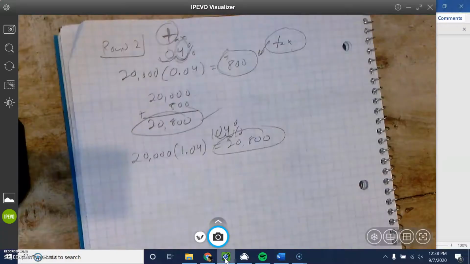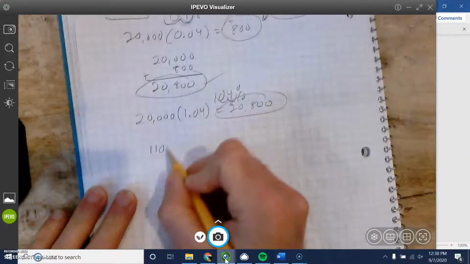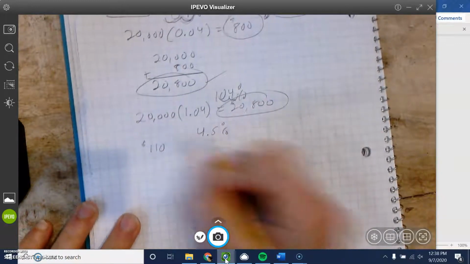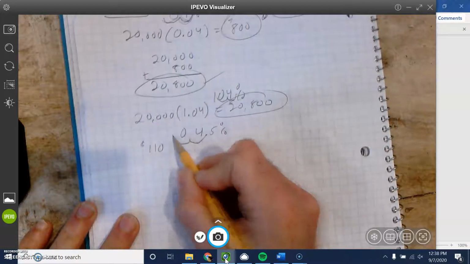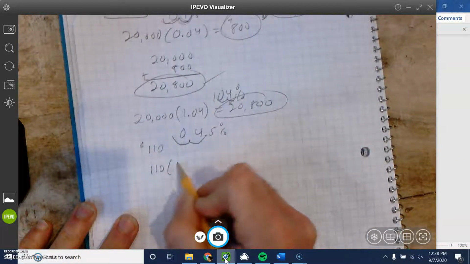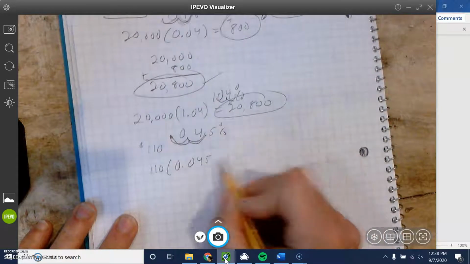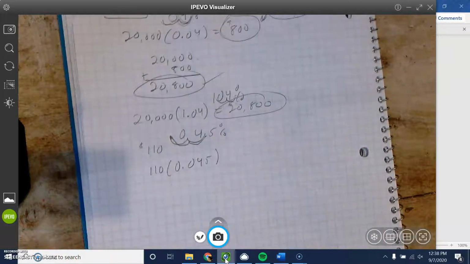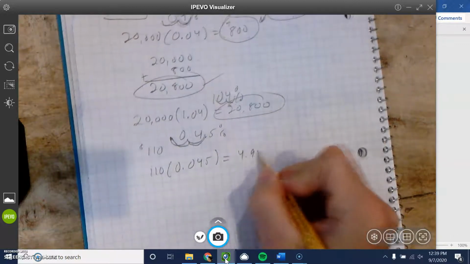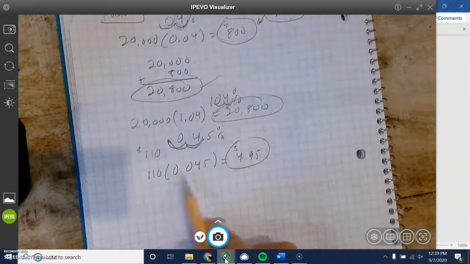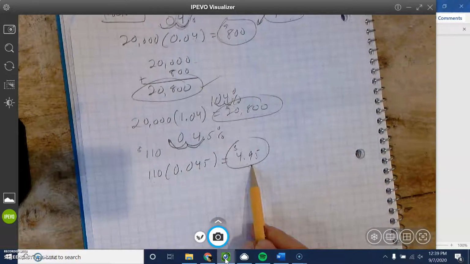All right, let's see what we got. So we have $110, and we have 4.5% sales tax. So that is 110 times 0.045, because you move the decimal 2 places over. Here's the decimal now. So let's see how much the tax is going to be. 110 times 0.045. So you're paying $4.95. That makes sense, because if you buy something that's $110, you're not going to spend that much on tax. It is a little bit, so about $5 in tax.